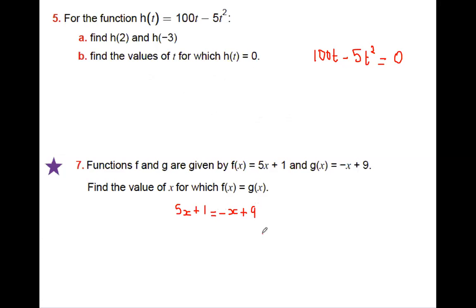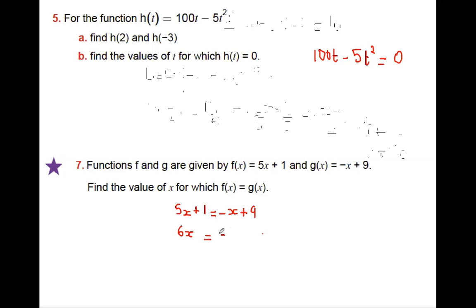Again, you use your balancing method. I need to get rid of the negative x from that side to move it on that side. So if you move it on that side, it becomes plus x, or you add plus x each side. So you end up with 6x plus 1. But I want to get rid of the 1. Take away 1, take away 1. So 9 minus 1, 6x equal 8.